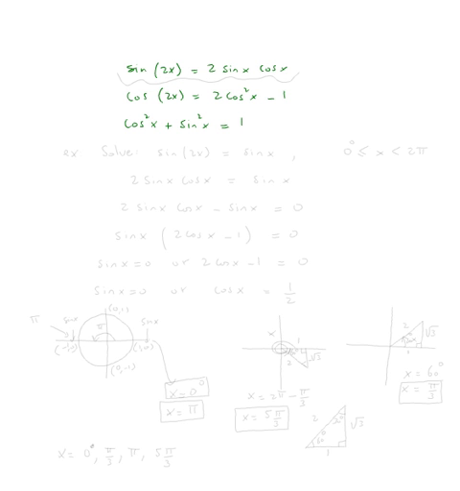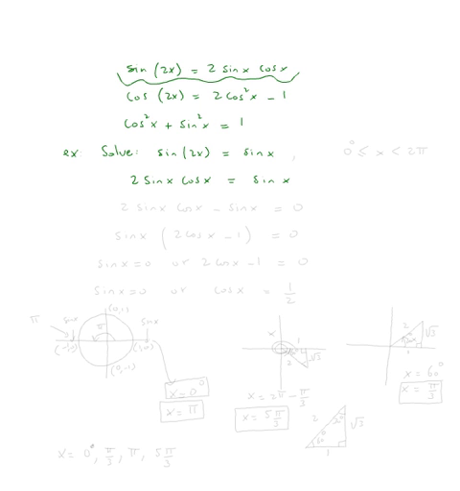Let's start with a simple example. Solve sine of 2x is equal sine x. We're going to be using this identity. Sine of 2x is equal to sine x, so we replace sine of 2x by 2 sine x cosine x is equal sine x.